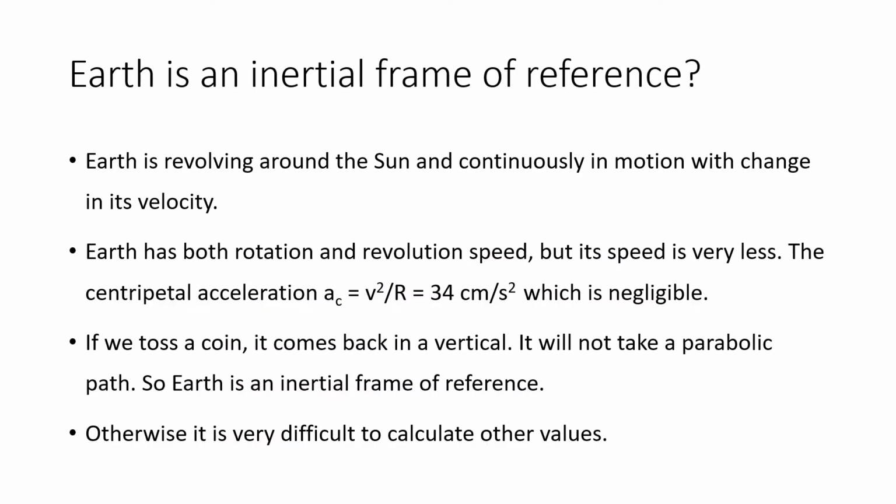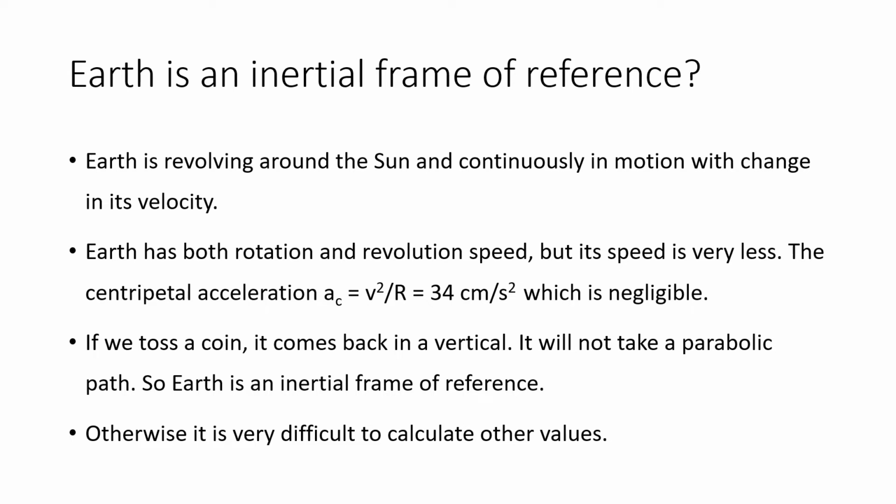Now, do we think that the earth is an inertial frame of reference? For this, you can see that the earth is revolving around the sun and is continuously in motion with a change in its velocity. It means that the earth is continuously revolving around the sun, and with that velocity change, acceleration is being produced. So the earth has both rotational and revolutionary motion. It means that the earth revolves around the sun, that is revolution, and rotation means that it spins on its own axis, but its speed is very small.